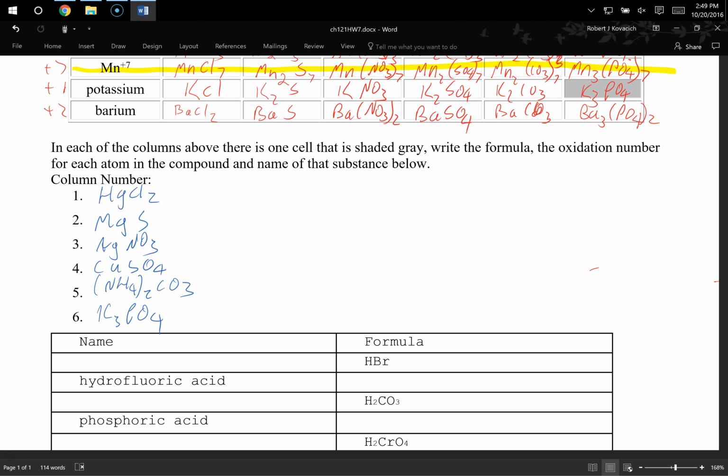So the first one, what's the cation? Mercury, and it's +2 and -1. And it's mercury 2 chloride. Okay. For the next one, magnesium with a +2 charge, and sulfur.